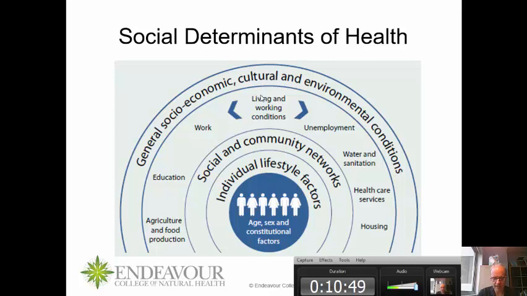So there's a view of what we've been looking at, a graphic of how the different levels all interact, and it's very similar to the one that we saw before. So at the top you've got your general socio-economic, cultural and environmental conditions. The next level down we've got things such as housing, education, work, employment. Then your social and community networks that you interact with below that. So you've got your organizational systems, your own networks, and then your individual lifestyle factors and your age, sex, genetics, things that make you up, and how all those levels interact with each other.